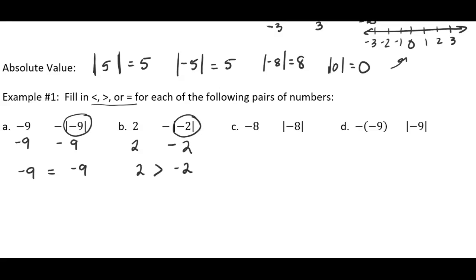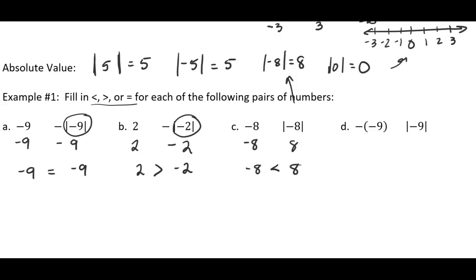All right, part C. We have a negative 8 on the left, and on the right, we just have the absolute value of negative 8, which we actually did right there, so that value is going to be 8. So on the left, I have a negative 8. On the right, I have a positive 8. What symbol would we use? We'd use the less than symbol. So negative 8 is less than positive 8.